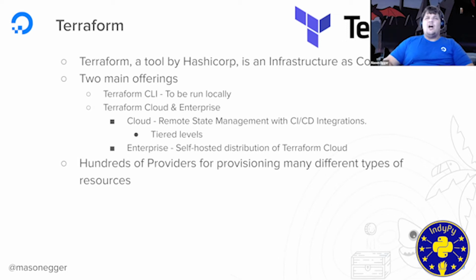So Terraform has hundreds of providers for managing many different types of resources. There's one for Kubernetes, one for DigitalOcean, one for AWS, one for GCP. Datadog is a really fun one that I like using Terraform for. Prometheus, all of that. So you can configure almost anything with Terraform, which is awesome because today I'm going to go through and show you how to use Terraform for standing up stuff on DigitalOcean.